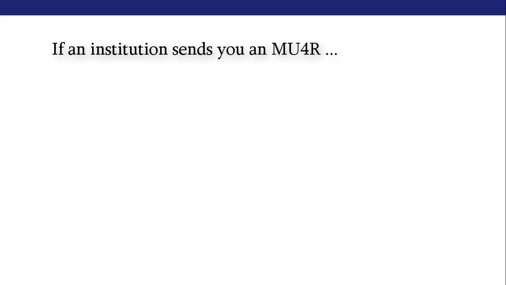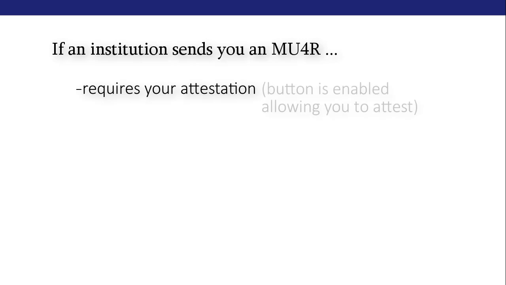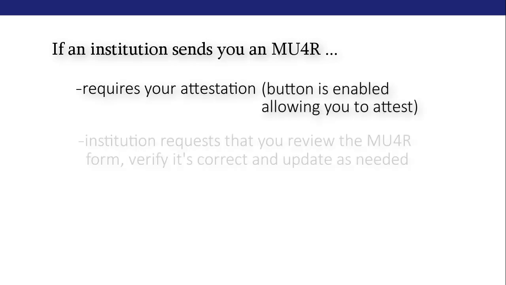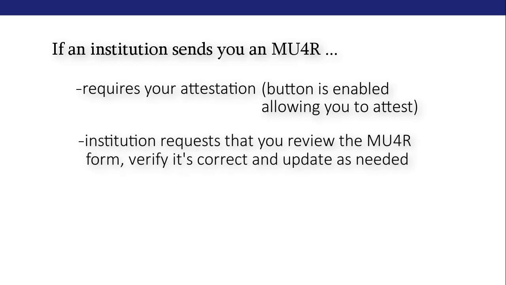If an institution sends you, the individual, an MU4R that requires your attestation, a button is enabled for you to review and attest. This means that the institution has requested you to review this form, verify it is correct, and/or make changes as it is needed.